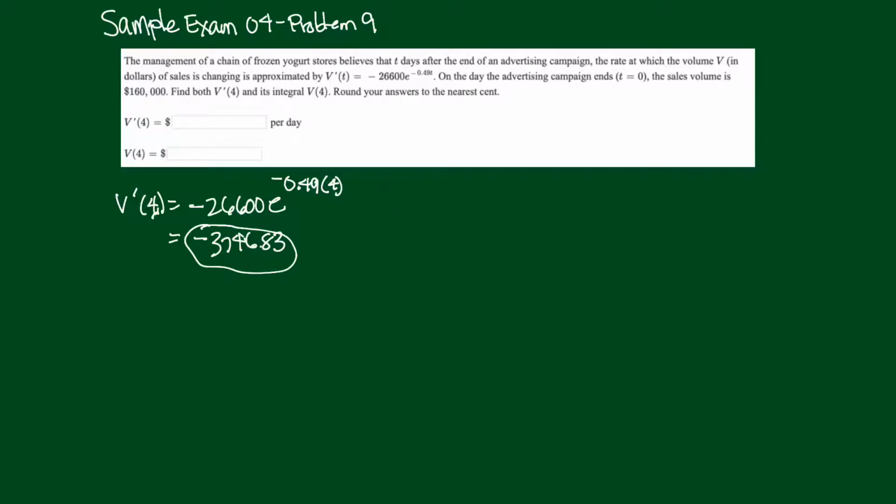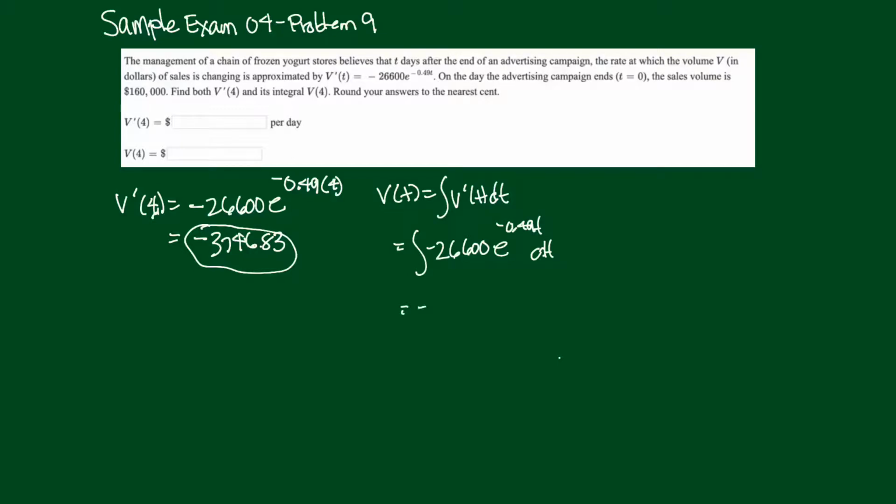Now let's integrate this. So we'll get, let's just do this. Let's get v of t. This is going to be the integral of v prime of t dt. So this is going to be the integral of negative 2600 e to the negative 0.49 t dt.